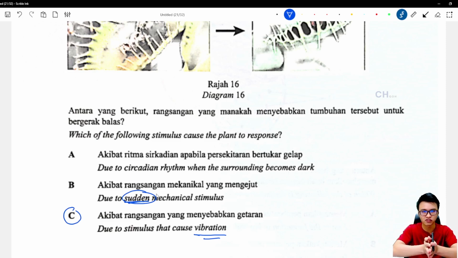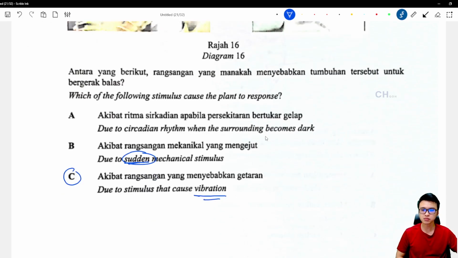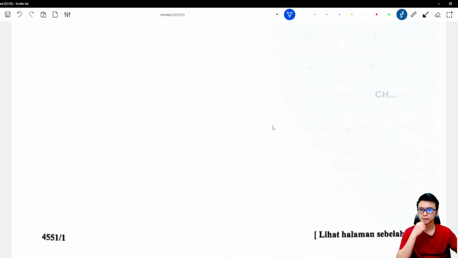Okay, it will not close the leaf yet. So they will just wait for the second time, for the second trigger, then only they will close the leaf, just to make sure that the food they want to eat is not too big. Okay, so this one is C.